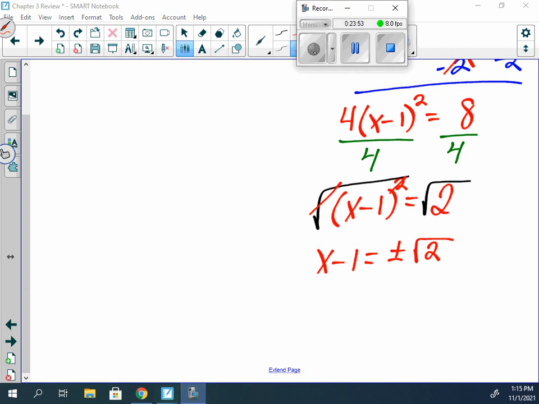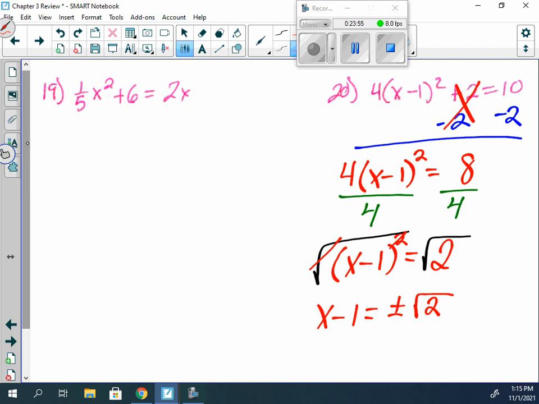You go back up. Yes. Okay. So because there was a set of parentheses squared, we just left it as it is, got them by themselves, and took the square root of both sides.